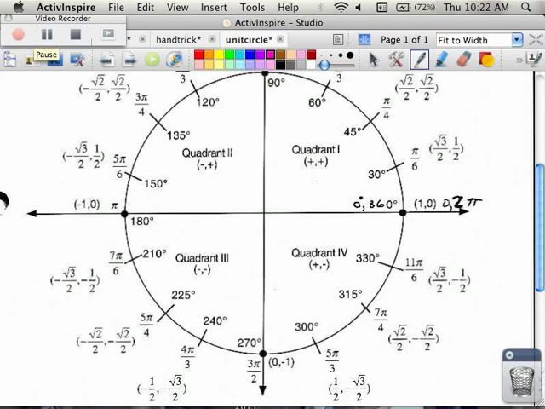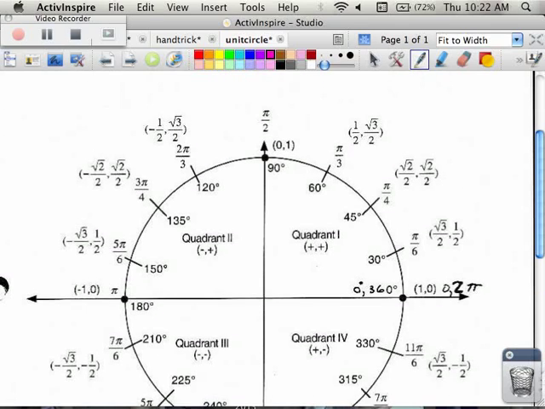So here's our unit circle. And here's what I want you to notice. Look in quadrant 1. What I want you to notice is the first location where it says 30 degrees. You guys see that? Do you remember the right triangle that I drew? This one? The 30, 60, 90 triangle. Do you remember that?